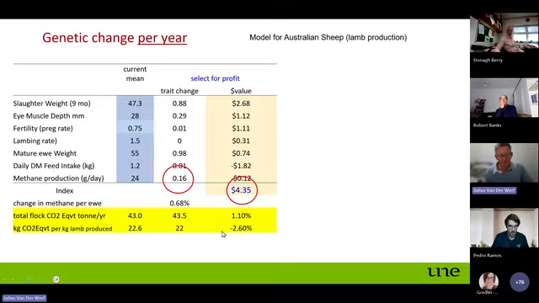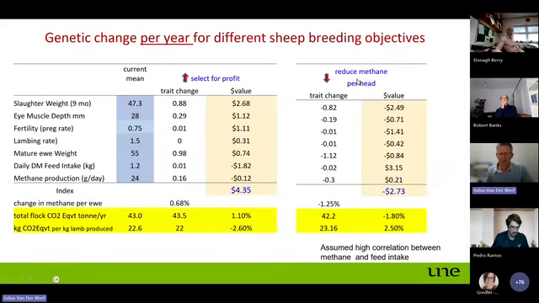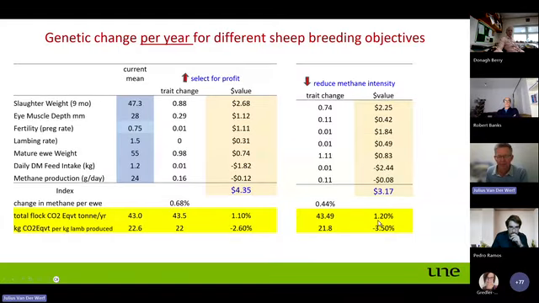So methane intensity is here not an objective trait in the index, but you can calculate it after you have used a linear index. So I did compare what if you reduced methane per head straight for this trait, single trait selection, and due to the correlations, all the other traits go backward as well. And you see that for that strategy, the methane intensity actually goes up. So Mark talked earlier about, you can also select for methane intensity. I tested that on this index as well. So then methane intensity goes a bit more down.